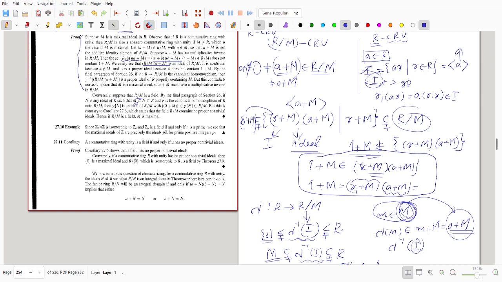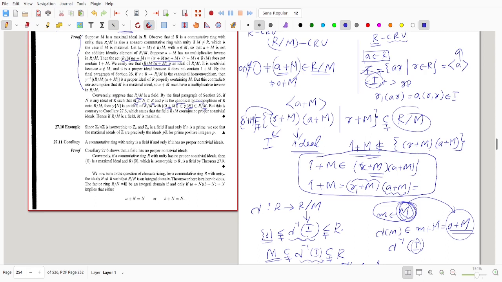So in order to prove M is a maximal ideal, we suppose an ideal N in between M and R. Then apply gamma. Then gamma of M is trivial and gamma of R is R over M. Then gamma of N is in between this. We already assumed that R over M is a field. So the only possible ideal is either the trivial ideal or R over M itself, because we have already proved that a field has no proper non-trivial ideal.